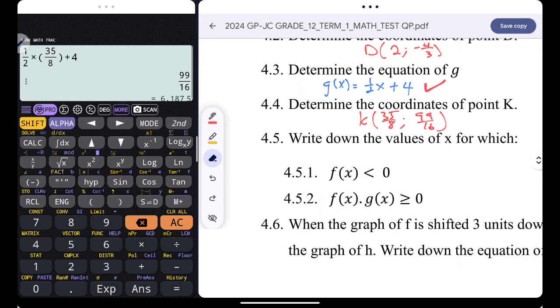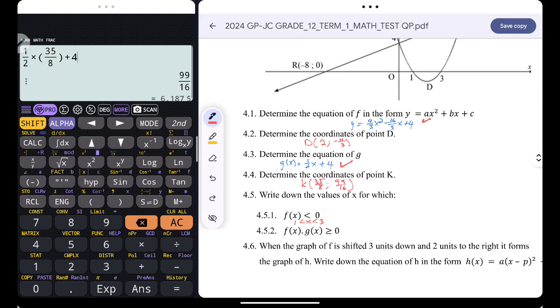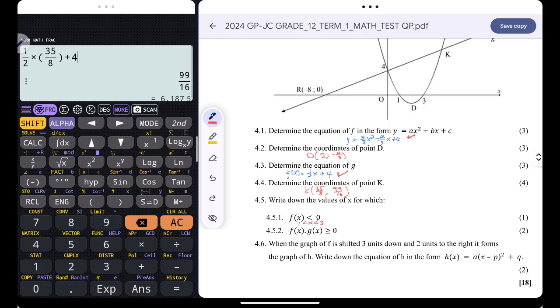Are we together? So this statement is true if and only if x is between 1 and 3. Okay, and then for the second part of the question, they want me to write down the values of x for which the product of f and g will be greater or equal to 0. I'm multiplying two things, guys, and I find a positive answer. It simply means that the things that I'm multiplying have the same sign. It's either they are both positive or they are both negative.